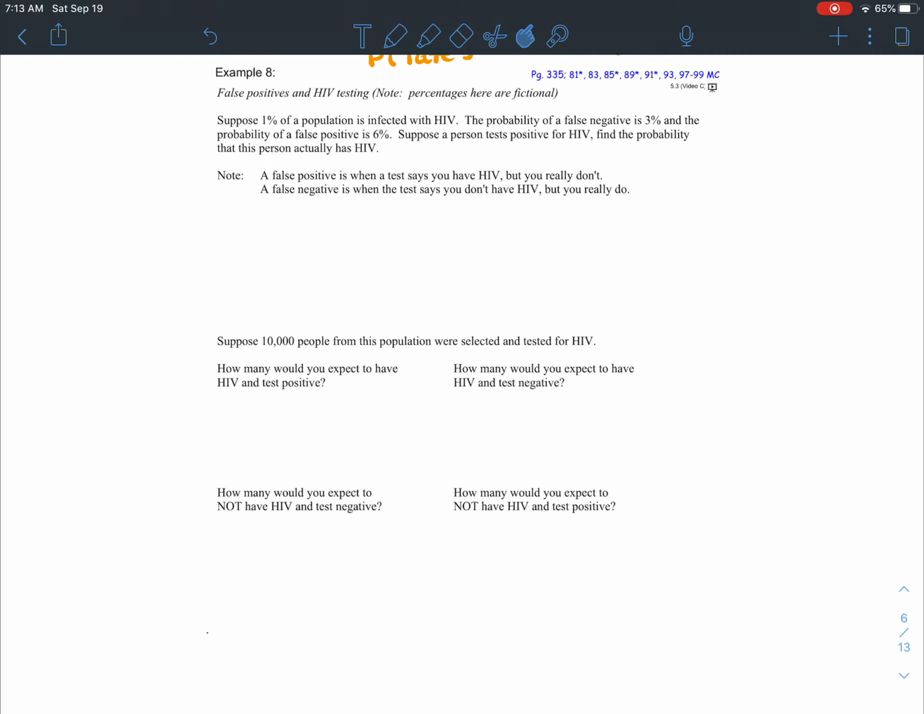Okay, this is 5.3, video C. We're continuing to talk about probability, conditional probability, using tree diagrams when it's helpful with sequences of events.